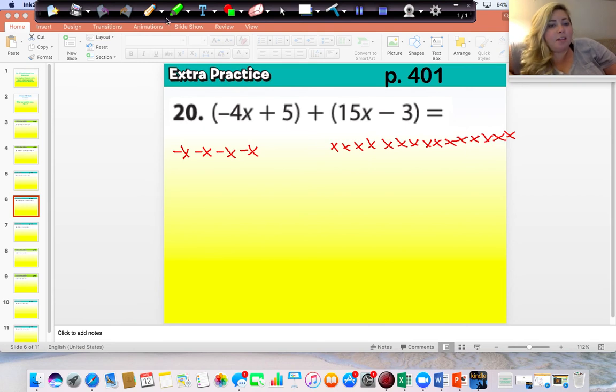I know it seems like a lot to write, but this will be super helpful in just a minute. I've got 5 positives, and I've got 3 negatives. Now, when you have negatives and positives, you want to cancel them out. One positive cancels out with one negative, and one negative x cancels out with one positive x. So I've got a negative x and a positive x. So for every negative x, I'm going to cancel out with a positive x.